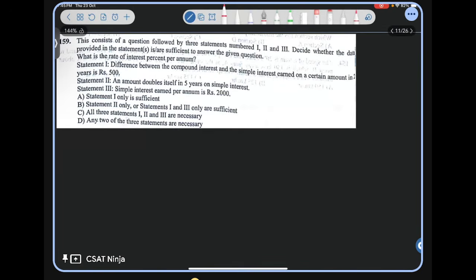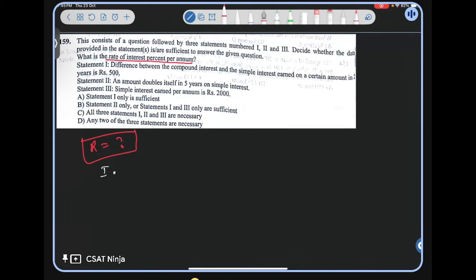Next question here, let me just directly go to what is asked. What is the rate of interest percent per annum? Rate of interest here is asked. Similar kind of question. But what is given here? Statement number 1. Let us go to statement number 1.